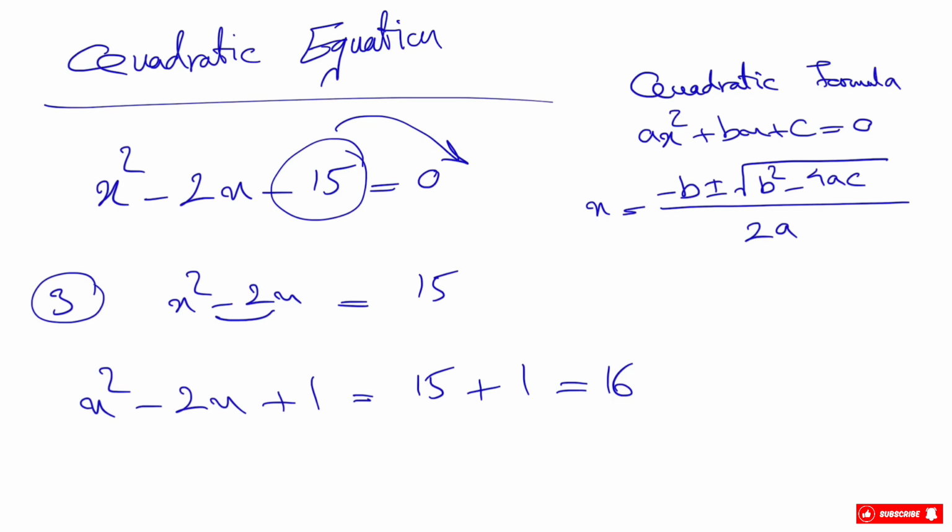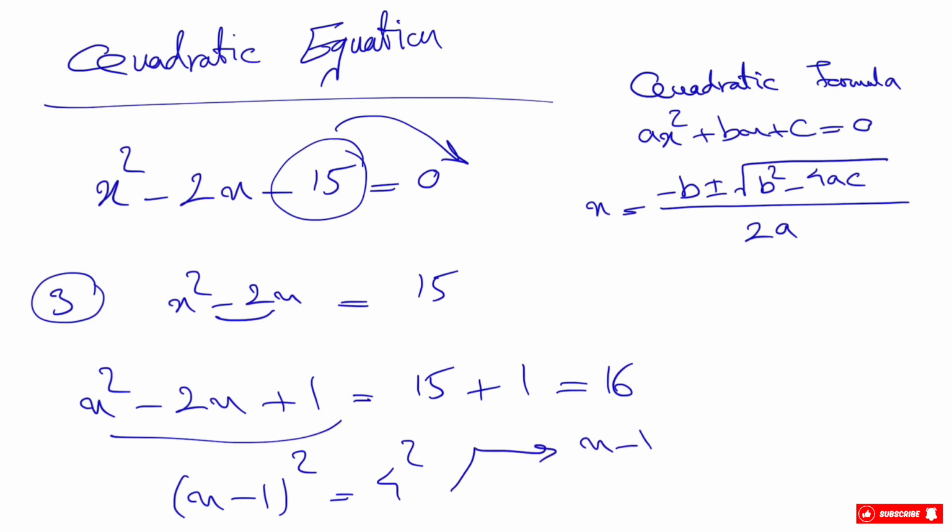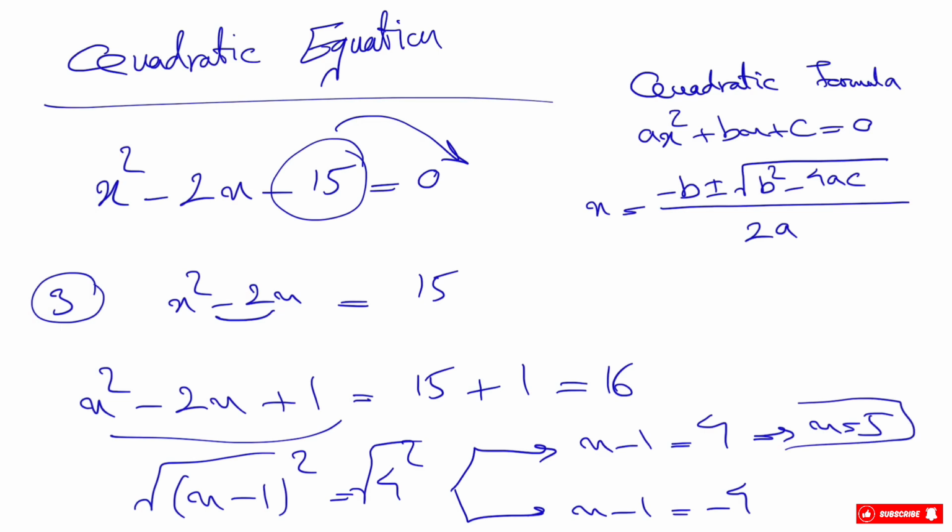And if we look at the left side, we'll see that this will be x minus 1 squared, and here we will have 4 squared. And for solving this, we have x minus 1 equals 4. So we'll do the square root from each side of this equation, and we'll have x minus 1 equals 4 or x minus 1 equals minus 4. So from the first one we get x is 5, and in the second one we'll get x is minus 4 plus 1, which will be minus 3.